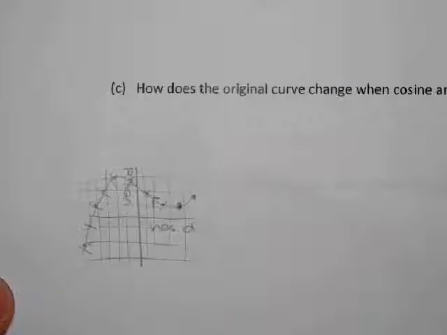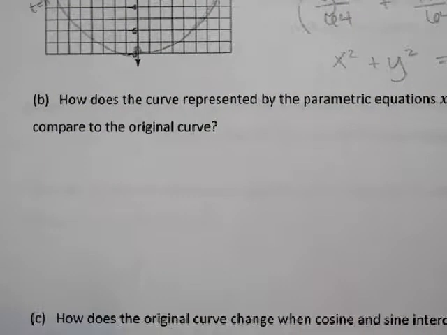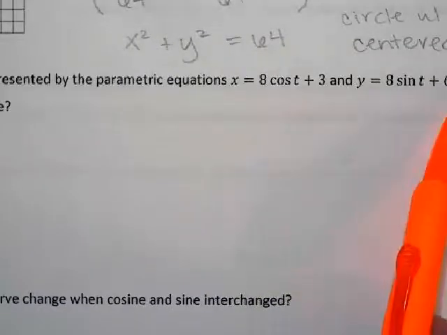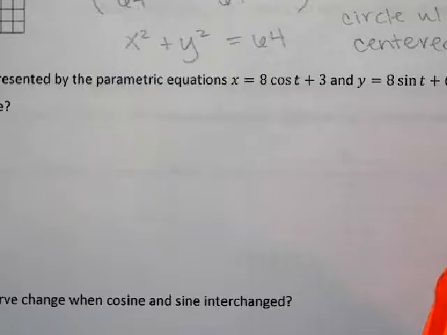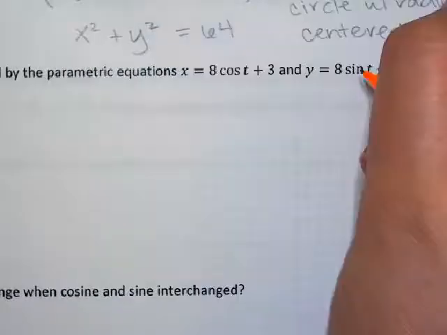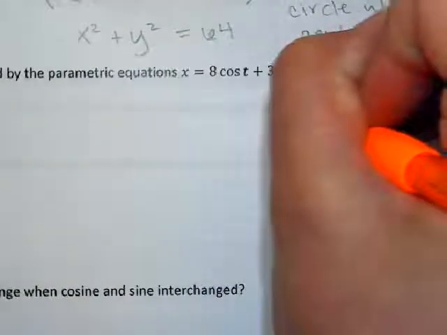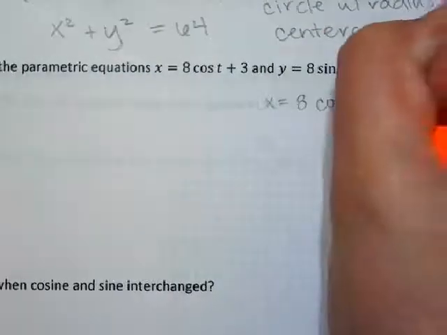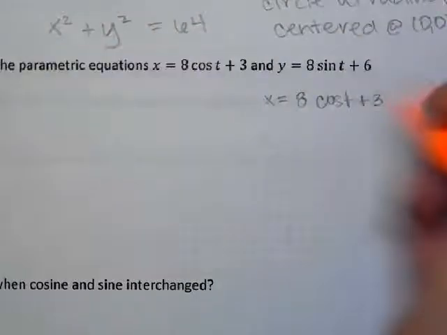Are you guys ready? Okay, so it says, how does the curve represented by the parametric equation, so we got a different one this time, x equals 8 cos t plus 3 and y equals 8 sine t plus 6, compare to the original curve? If we take this, we're going to do the same thing that we did last time. I'm doing this off to the side: x equals 8 cos t plus 3. So the first thing I'm going to do is minus my 3 over. X minus 3 equals 8 cos t.